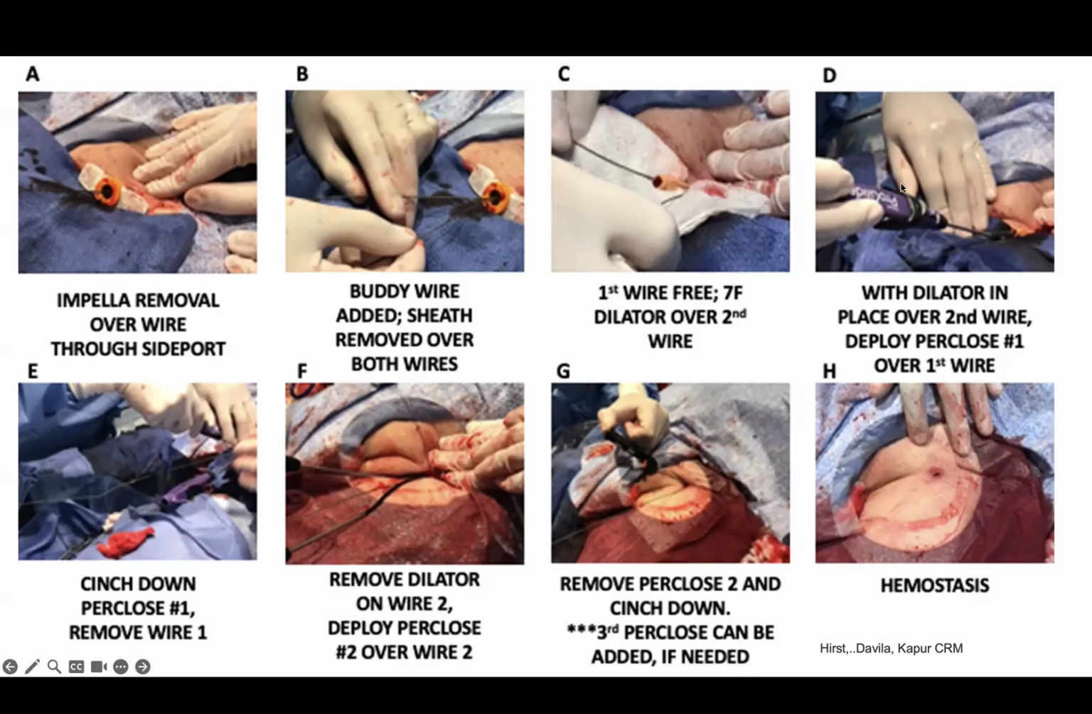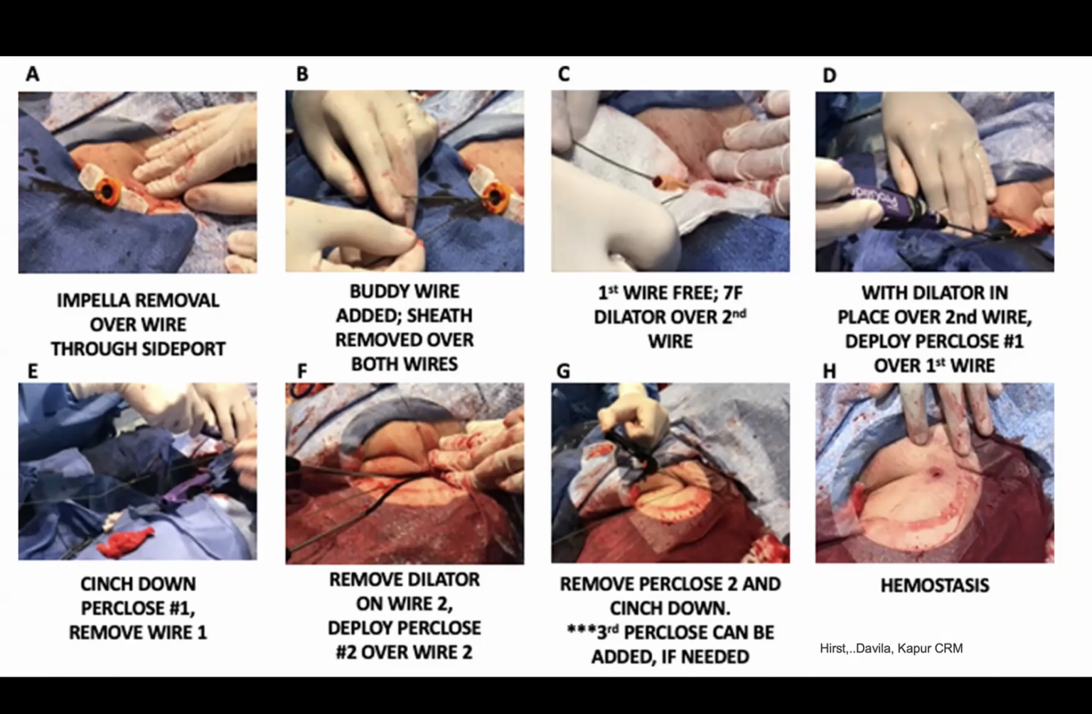With the dilator in place over the other wire, you deploy that first perclose, you cinch it down, and then you exchange. So now you have a suture, and then you get a second perclose over the other wire, and you cinch it down. And it wasn't as clean as this picture, but it worked pretty nicely, and it's helped a lot. And now there's a new technique, I'll show you that, Jen, where you use the actual side port. So you wire the side port.